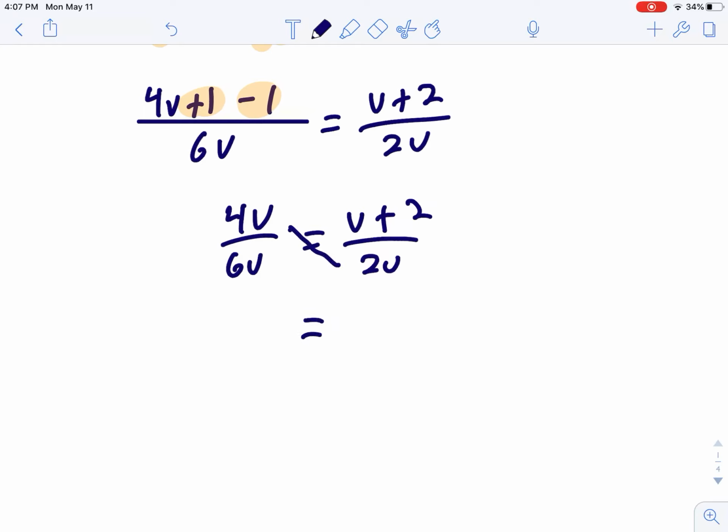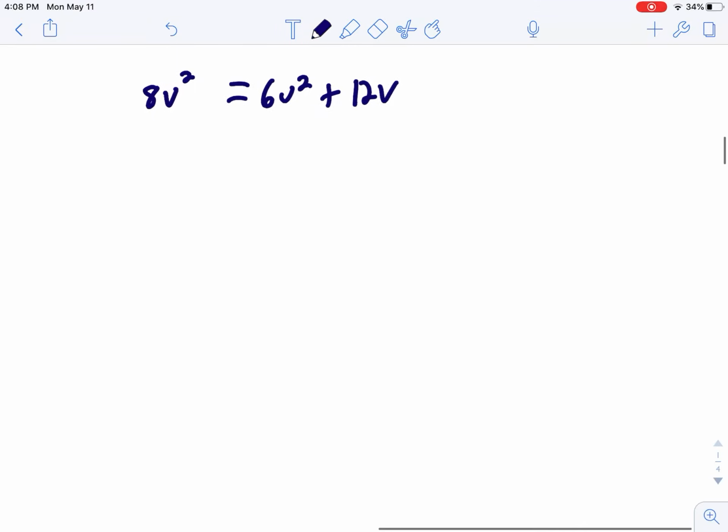If I cross this way, I get 8v squared. If I cross this way, I'm going to have to distribute. 6v times v is 6v squared, and 6v times plus 2 is plus 12v. All right, that's too many arrows. I'm going to delete those, but again, we distribute. That's kind of important. Now I need to get some like terms together.